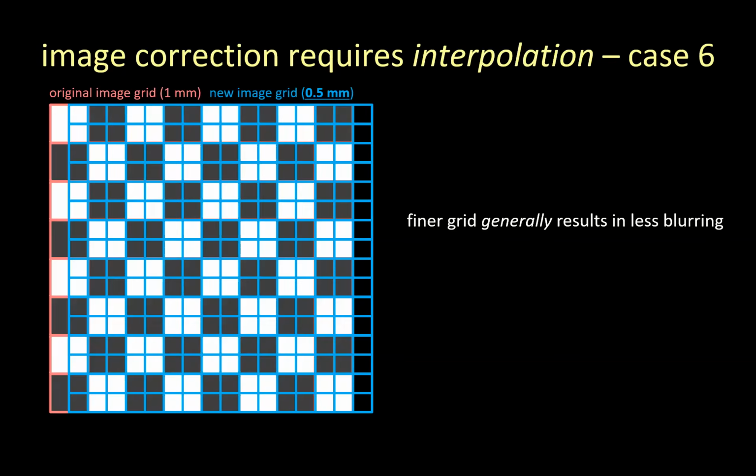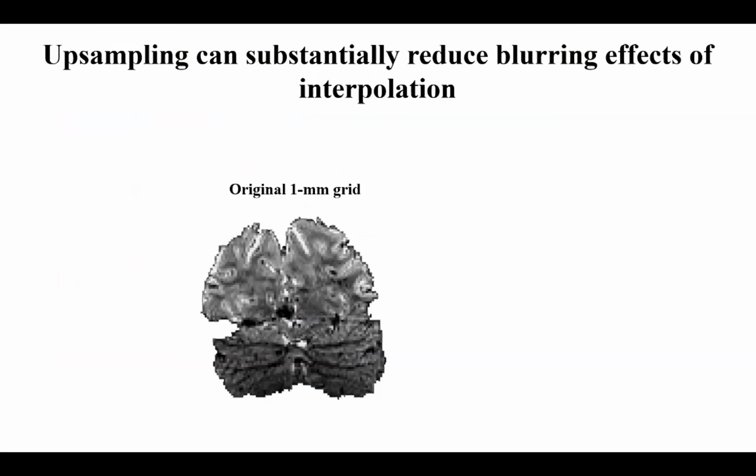In this case, with this finer image grid, the exact same translation, 0.5 millimeters, will result in no blurring. And so this finer grid generally results in less blurring. So you can start to see a strategy for mitigating this blurring is to go to finer grids for your new image. This can be seen in this example here. This is some 1 millimeter data showing again that upsampling can substantially reduce the blurring effects of interpolation.